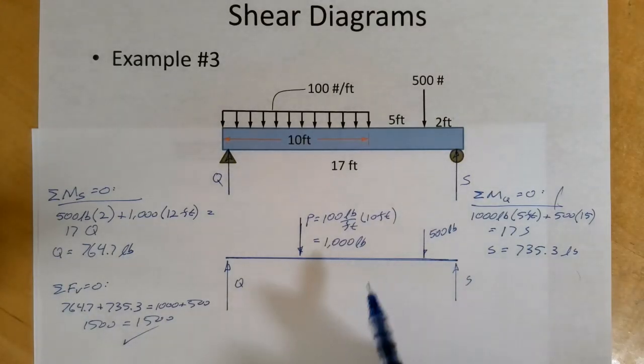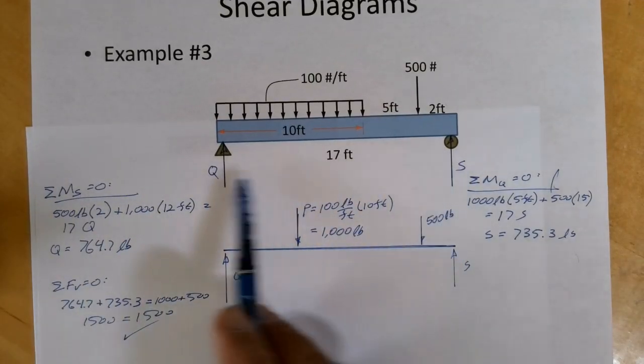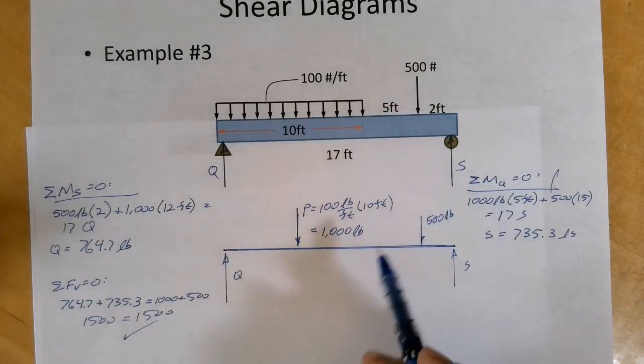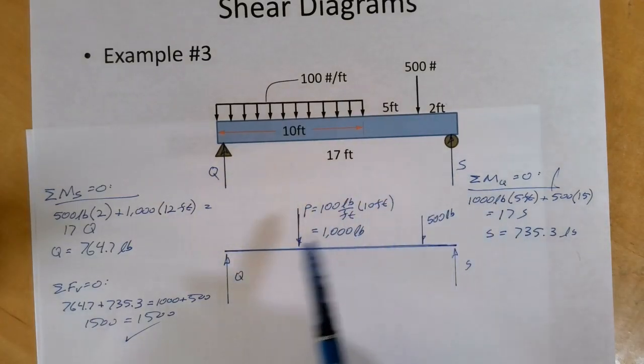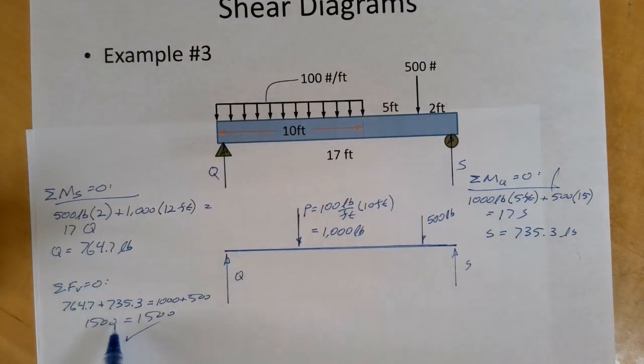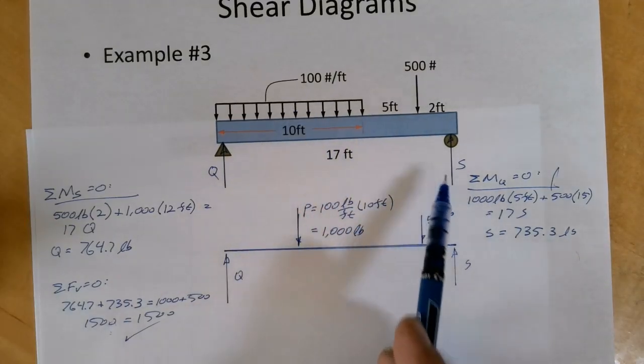Okay folks, so I solved for the end reactions. I first summed moments about S to get Q. I just named them whatever I wanted. Summed moments about Q to get S. And then I summed forces to check that the input loads were equal to the reactions.